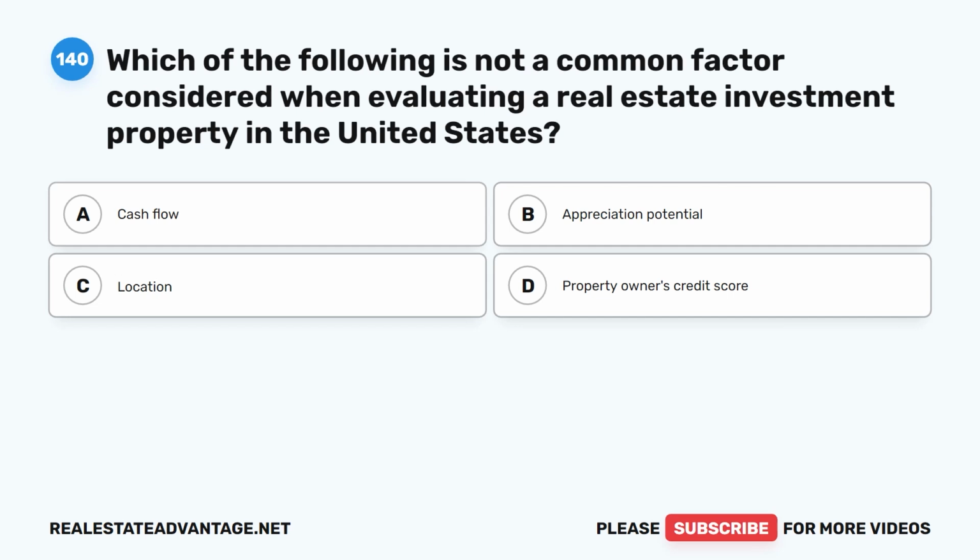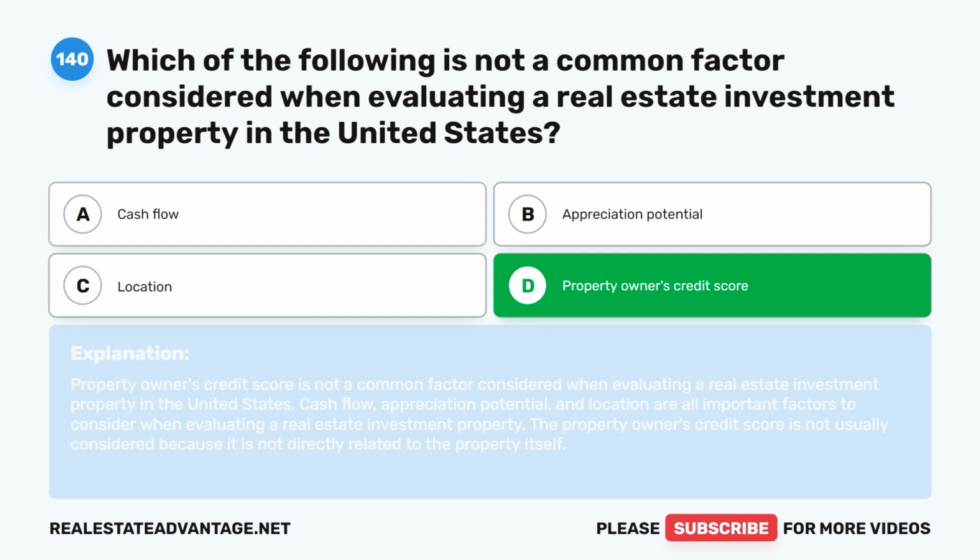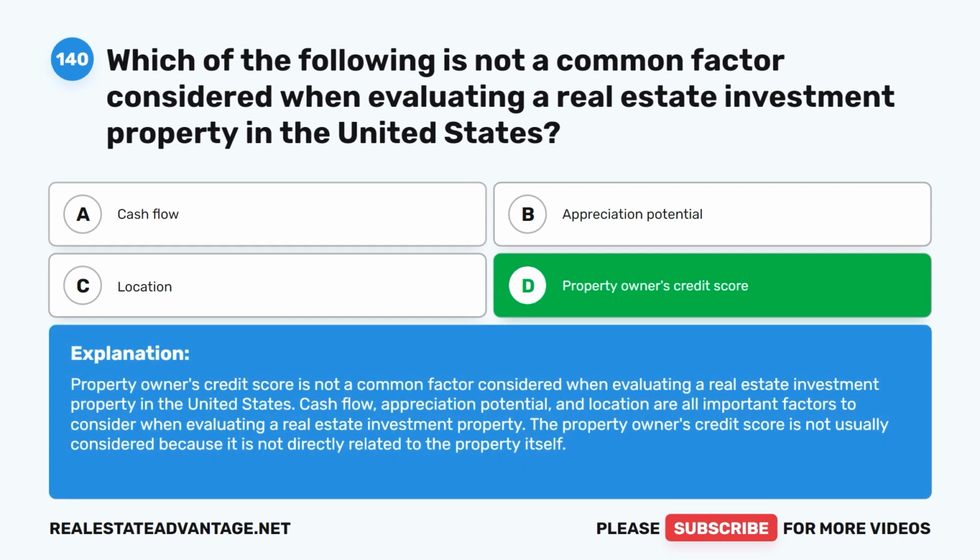Which of the following is not a common factor considered when evaluating a real estate investment property in the United States? A. Cash flow. B. Appreciation potential. C. Location. D. Property owner's credit score. The correct answer is D. Property owner's credit score. Property owner's credit score is not a common factor considered when evaluating a real estate investment property in the United States. Cash flow, appreciation potential, and location are all important factors to consider when evaluating a real estate investment property. The property owner's credit score is not usually considered because it is not directly related to the property itself.